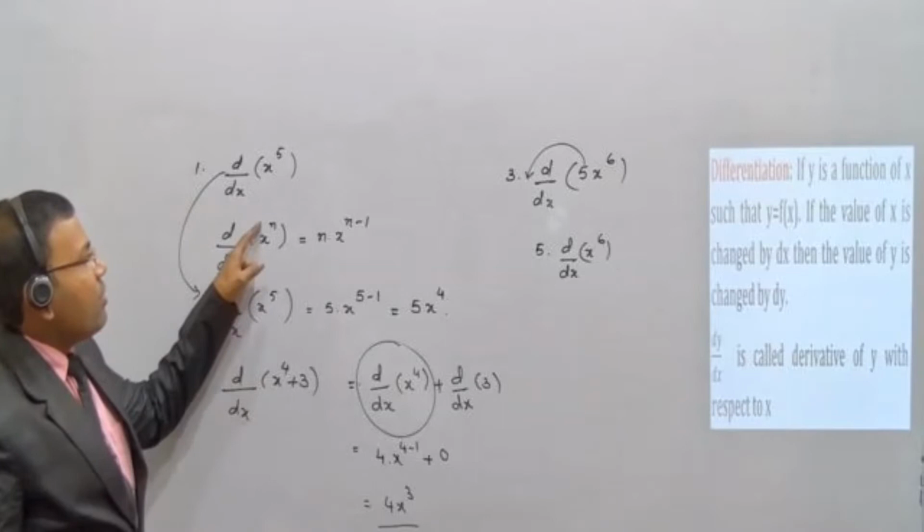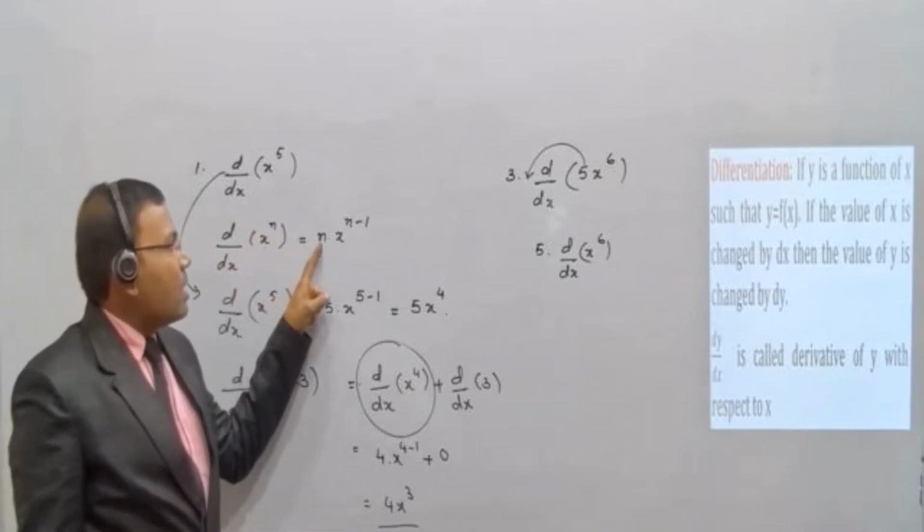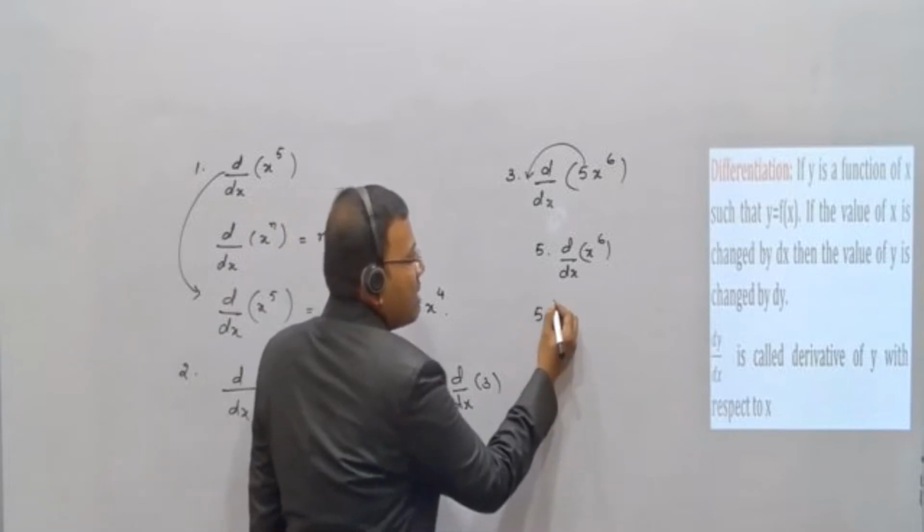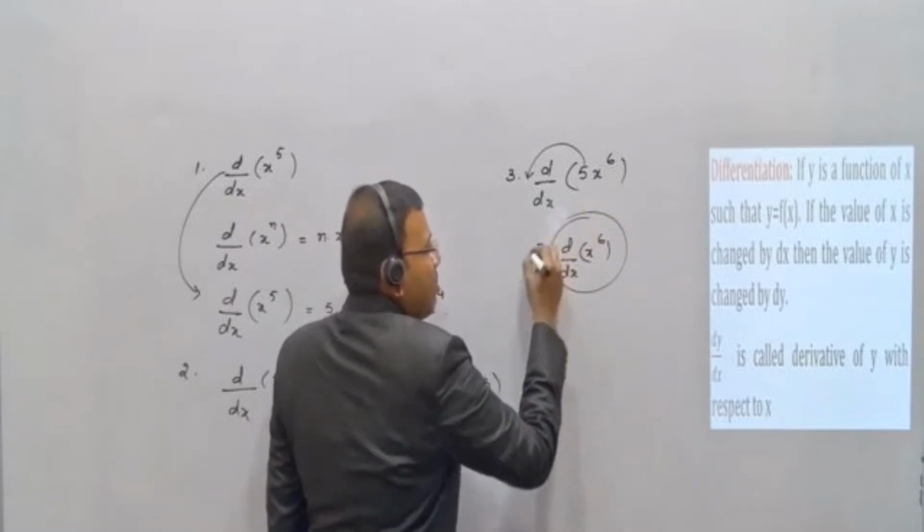So again it is of the form x power n. So we can write n into x power n minus 1. So I'll write this 5 as it is. We solve this part separately.